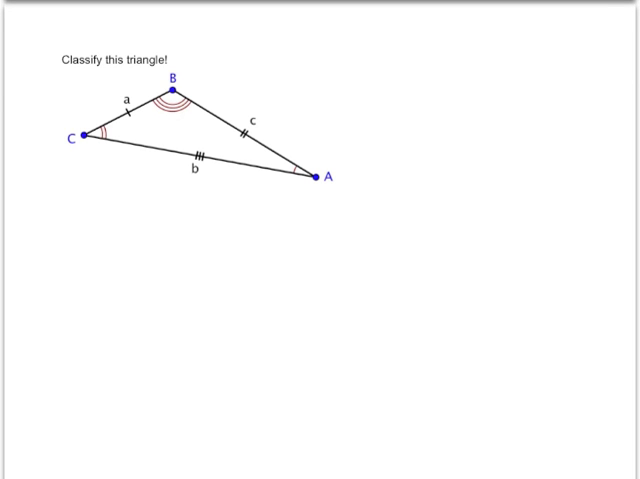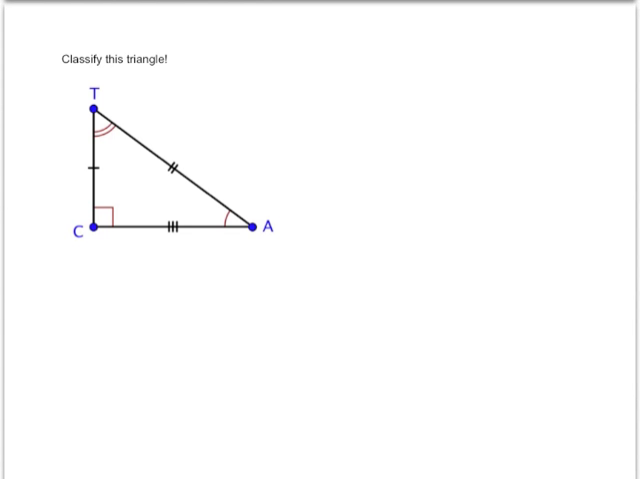Well, according to these little congruence marks, none of the sides are congruent. And so that means I have a scalene triangle. And then each of these angles, so the red congruence marks shows that none of the angles are congruent. And furthermore, angle B here looks obtuse to me. And so this triangle is scalene and obtuse. So we classified this triangle in two ways, by sides and by angles.